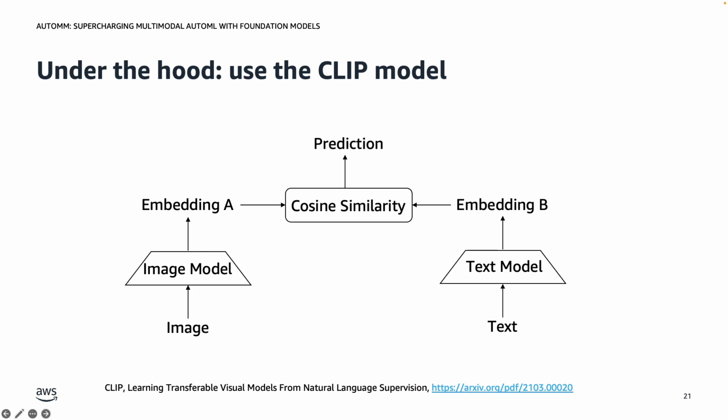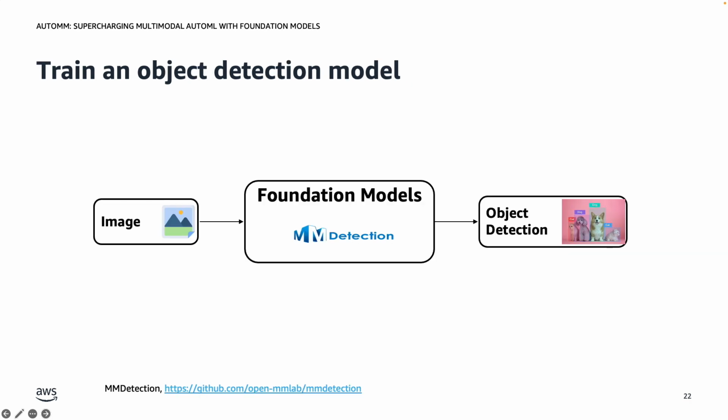Under the hood, we use the CLIP model. It has two encoders, image encoder, text encoder. We forward the image and text through them and compute the similarity using their embeddings.